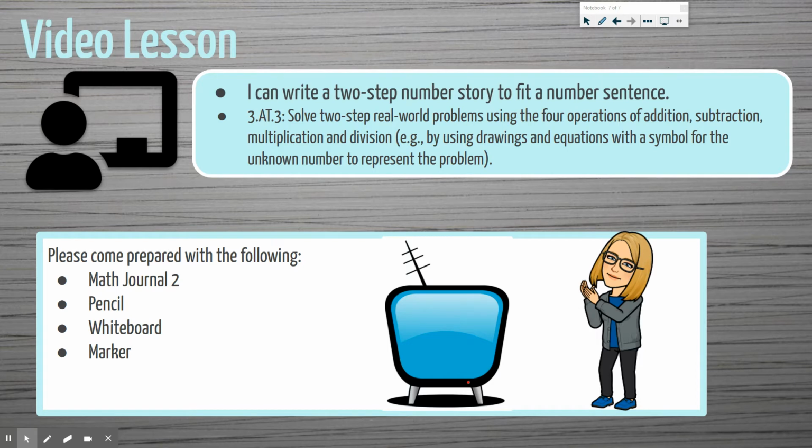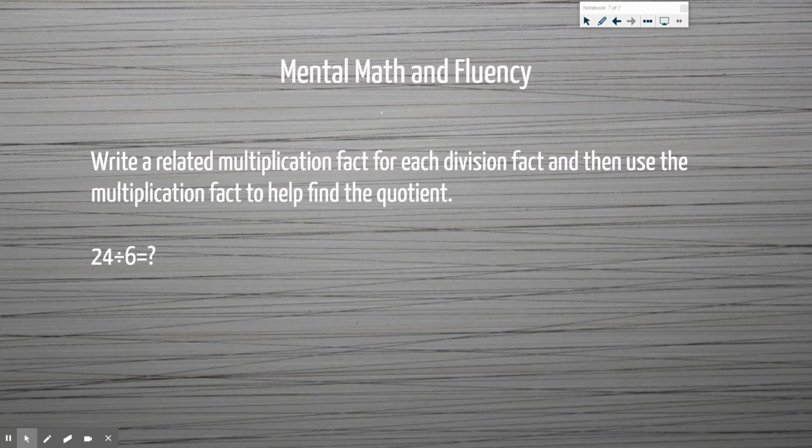So our goal for today is I can write a two-step number story to fit a number sentence. So this number story will be all about having two steps. All right, write a related multiplication fact for each division fact, and then use the multiplication fact to help find the quotient.